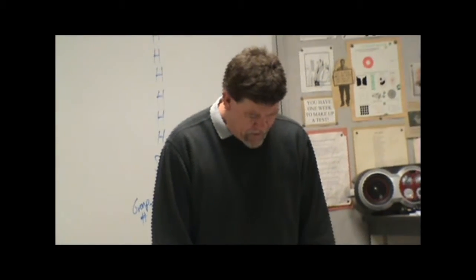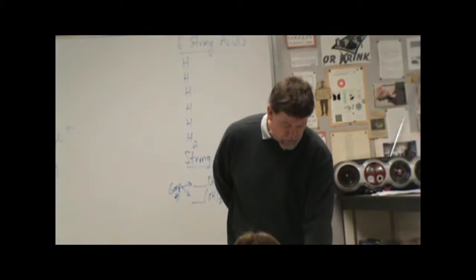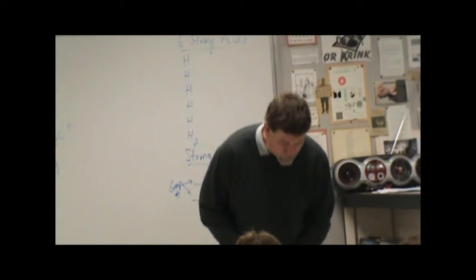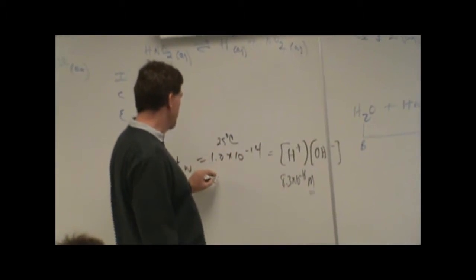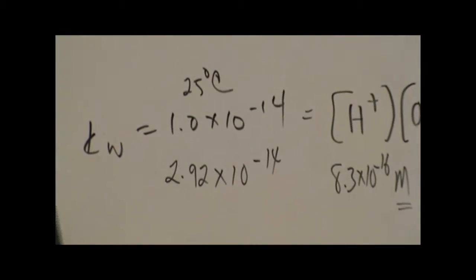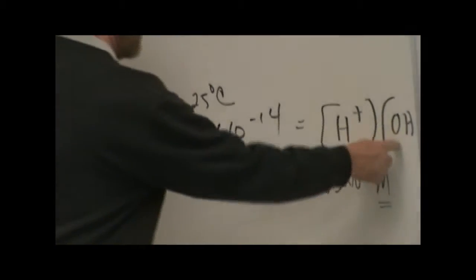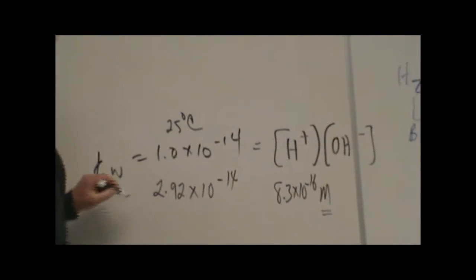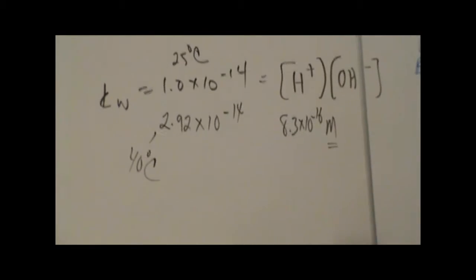40? Okay. 40 says, at 40 degrees, the value of KW, see now they're changing it to 40 degrees, KW becomes 2.92 times 10 to the minus 14. So instead of 1.0 times 10 to the minus 14, it's going to be 2.92 times 10 to the minus 14. That doesn't change anything. You still have this times this has to equal that at 40 degrees.